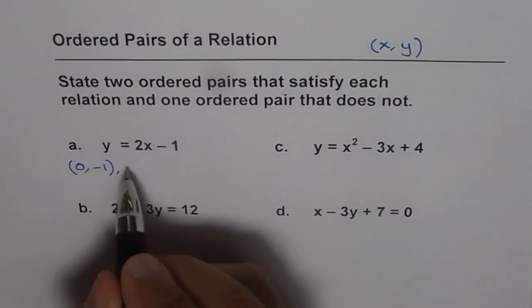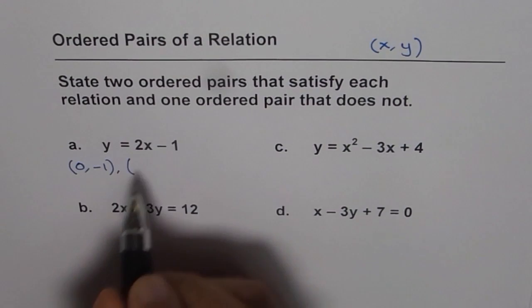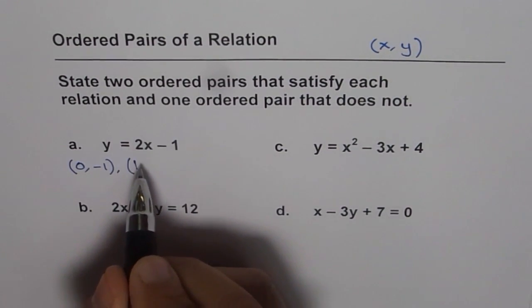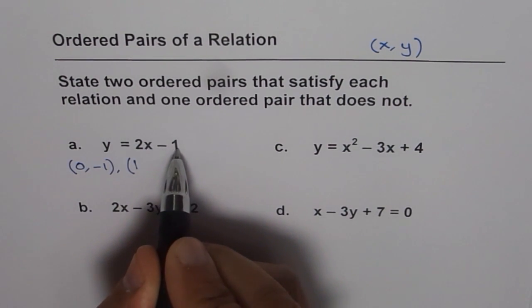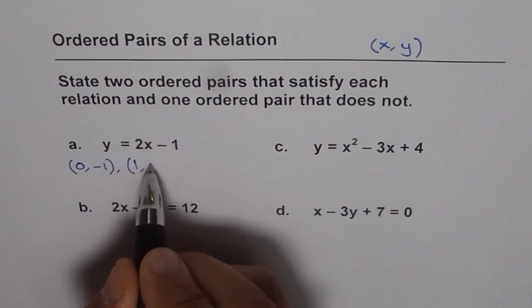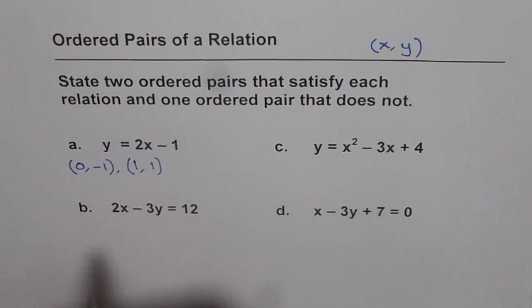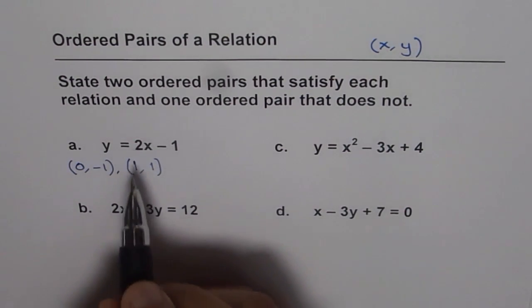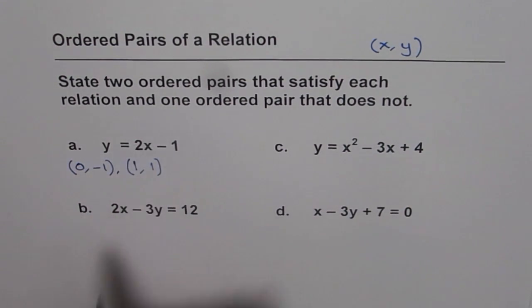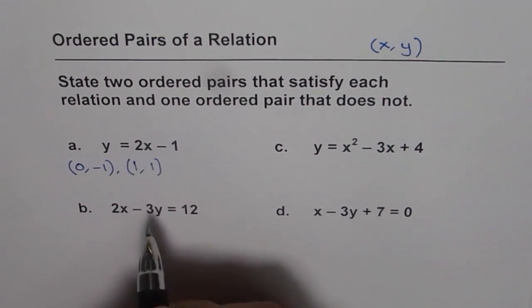To find the second point, we can have another value of x. Let it be 1 this time. If x is 1, 2 times 1 is 2. 2 minus 1 is 1. So we get (1, 1). So (1, 1) is a point on this line, and it satisfies this equation.